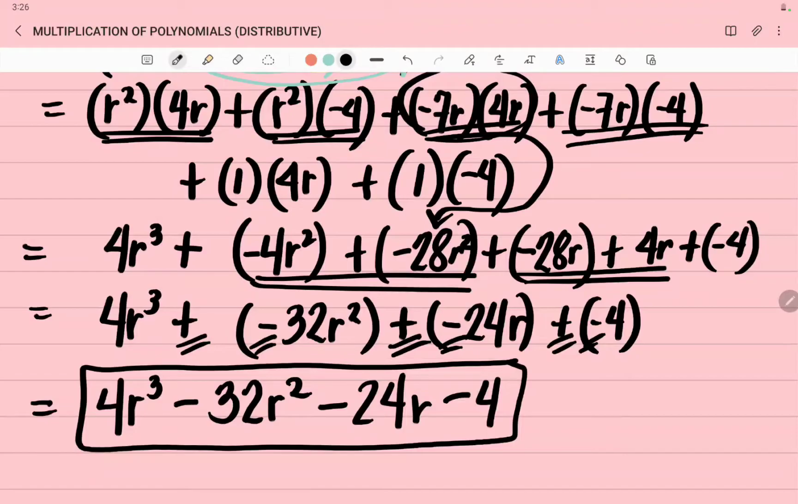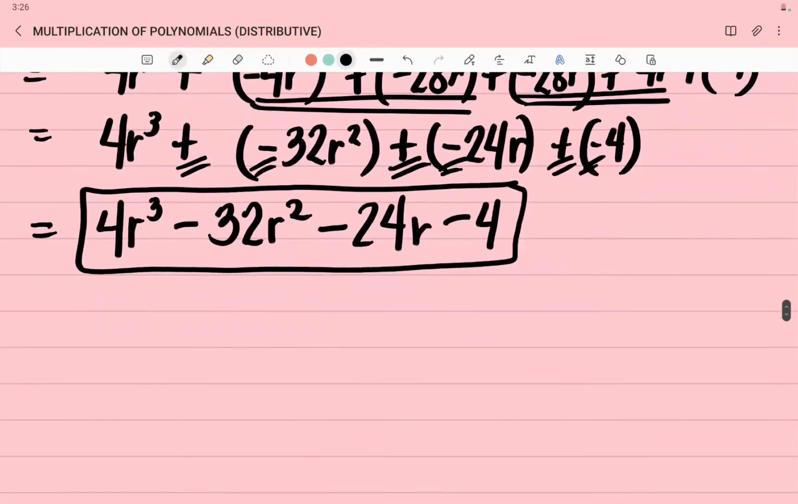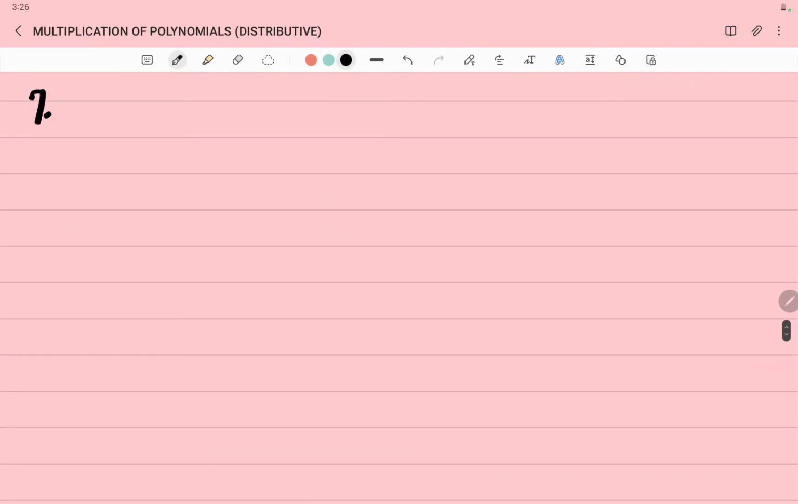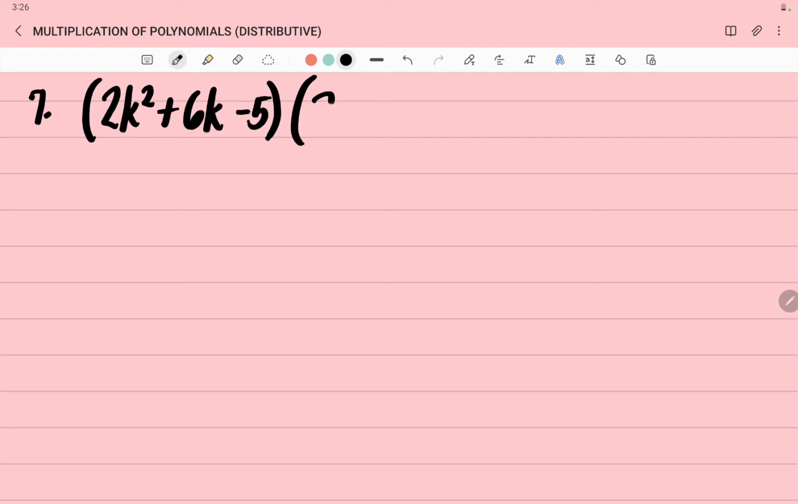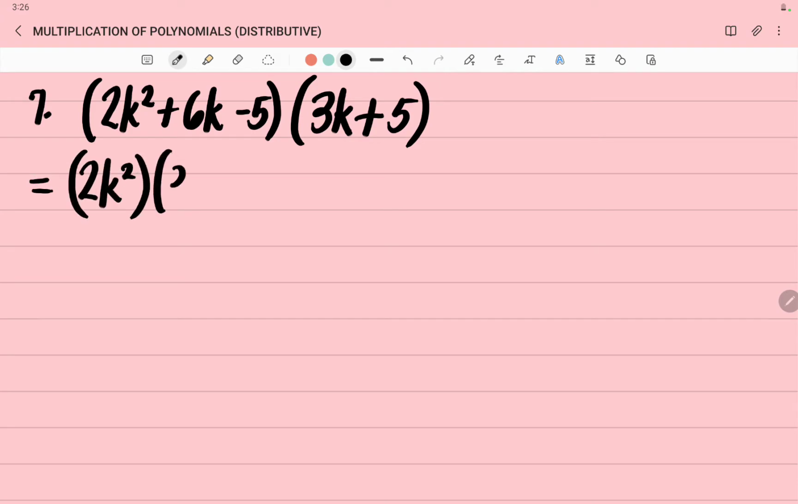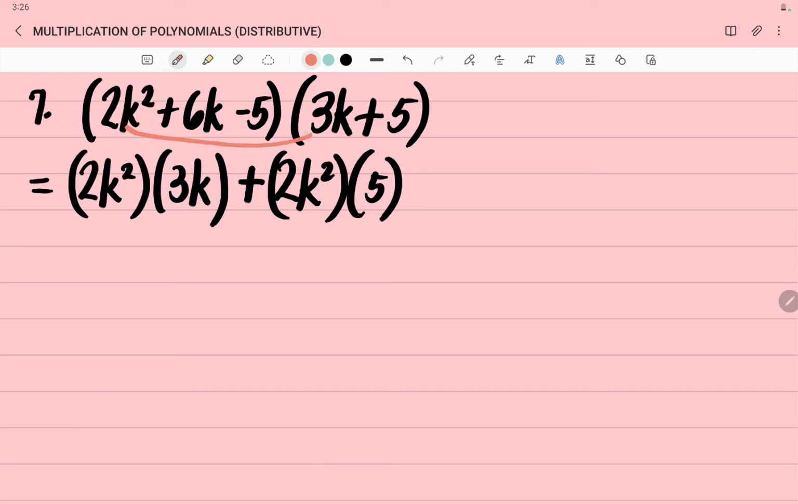Okay, next number is number 7. For number 7, we have the quantity 2k squared plus 6k minus 5 times the quantity 3k plus 5. Okay, so we have now 2k squared times 3k, plus 2k squared times 5. So I just distribute the first term of the trinomial to each term of the binomial.